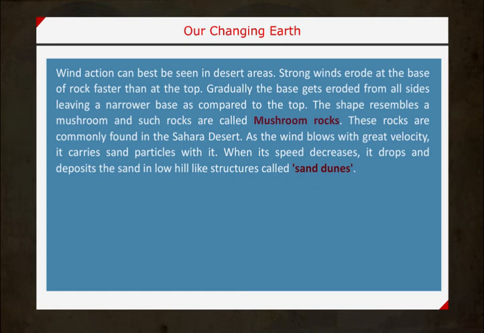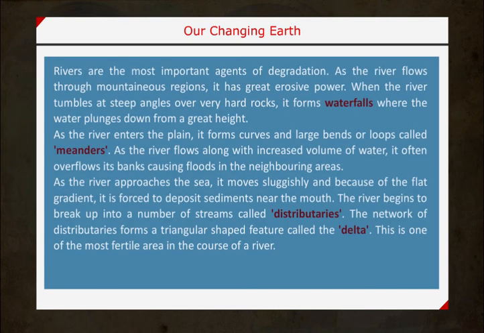As the wind blows with great velocity, it carries sand particles with it. When its speed decreases, it drops and deposits the sand in low hill-like structures called sand dunes. Rivers are the most important agents of degradation, as the river flows through mountainous regions. It has great erosive power.